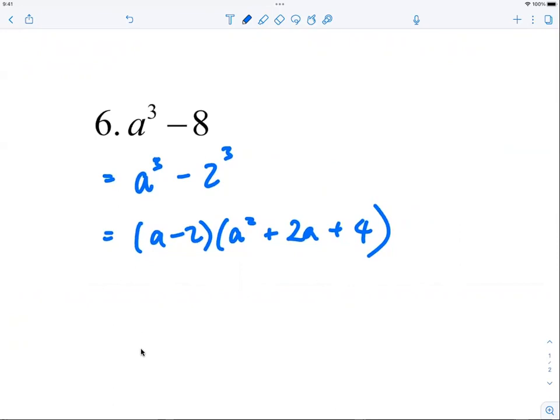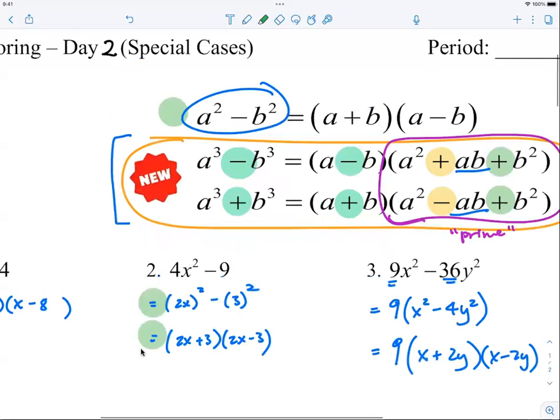Which one? No, because these two signs are always opposite of each other. If you look at both, they're always opposite. That's why I do the highlighting here.